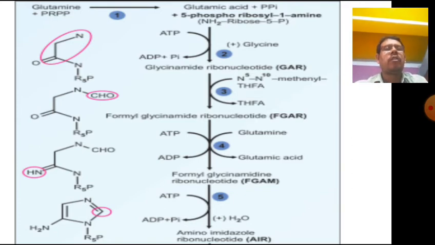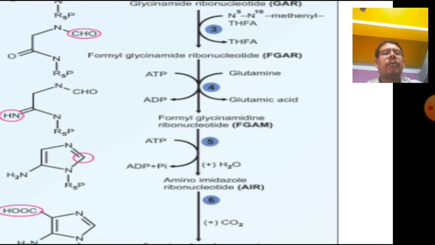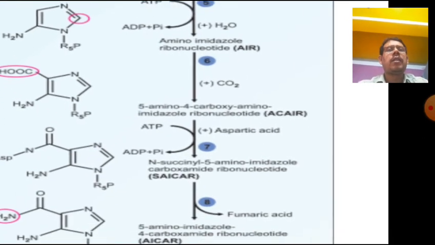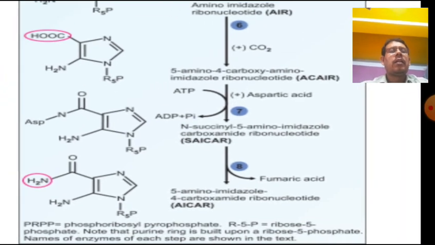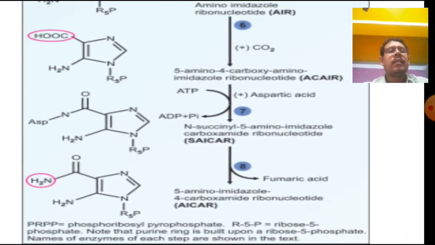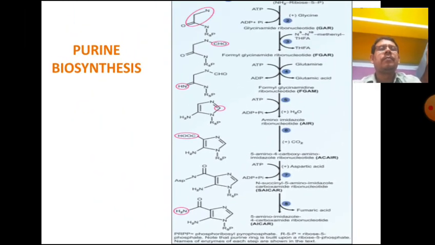Then it is converted in step 5 to amino imidazole ribonucleotide. Then in step 6, 5-amino-4-carboxyl amino imidazole ribonucleotide. Then aspartic acid is added in this reaction, giving N-succinyl 5-amino imidazole carboxamide nucleotide. Then in step 8, fumaric acid is released, giving 5-amino imidazole 4-carboxamide ribonucleotide. All these are listed below.